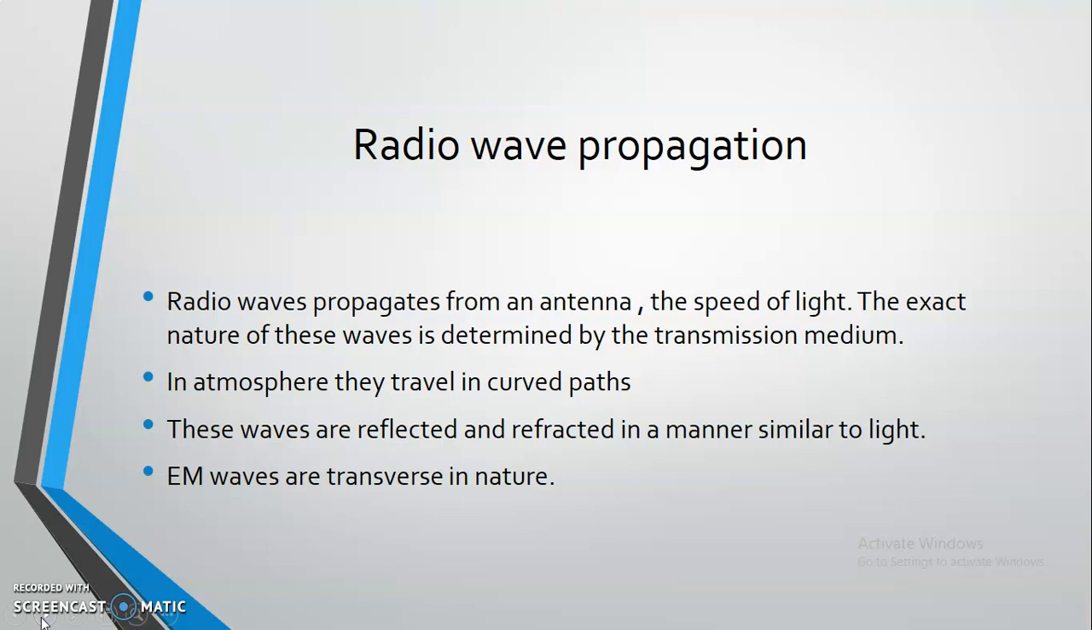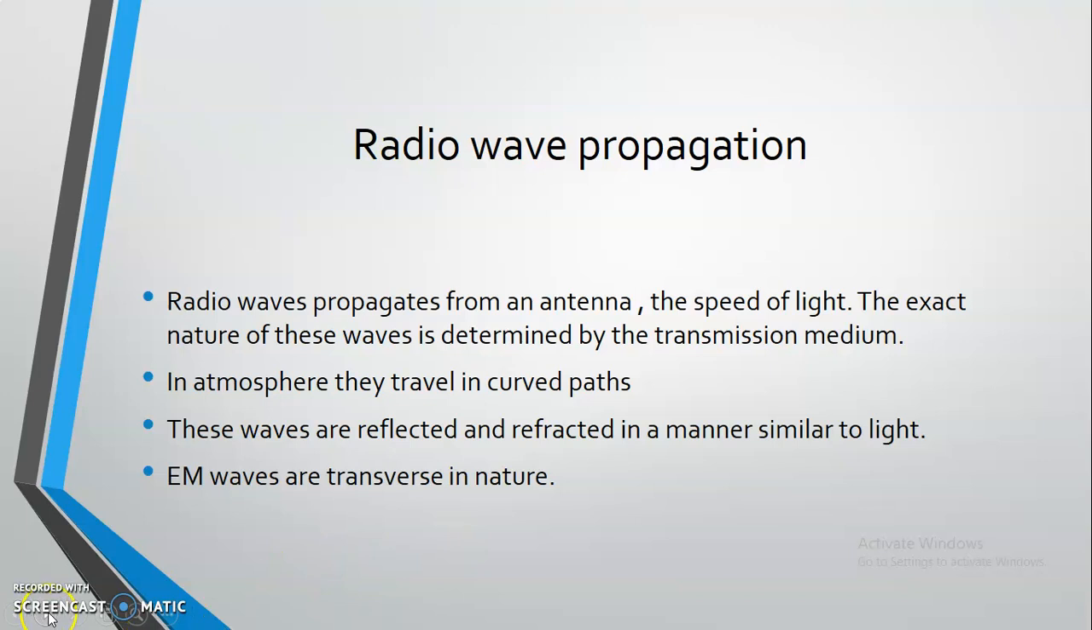What do you mean by radio wave propagation? The radio waves propagate from an antenna. The speed of light is same as that of the speed of radio waves. The exact nature of these waves is determined by the transmission medium, the way in which they are transmitted. In atmosphere, they travel in curved paths. These waves are reflected and refracted in a manner similar to light.